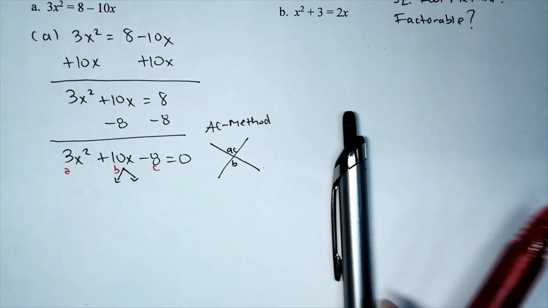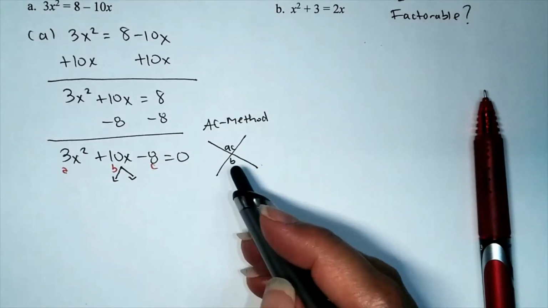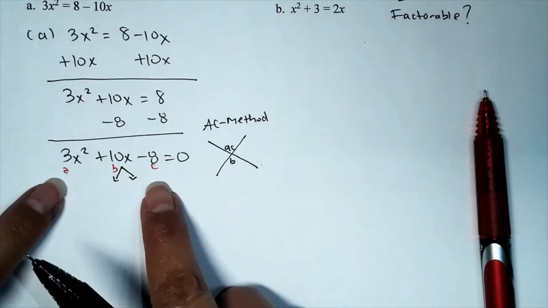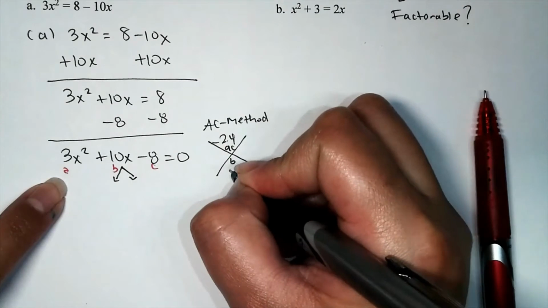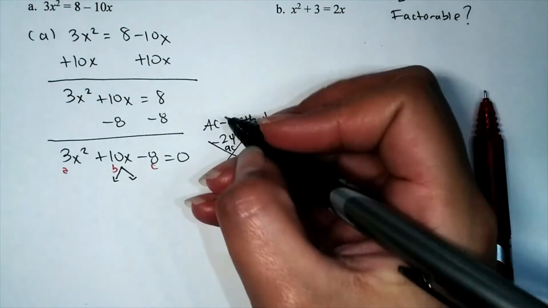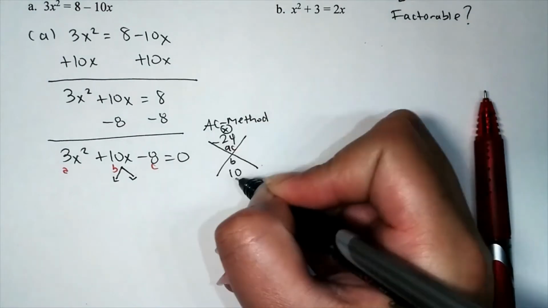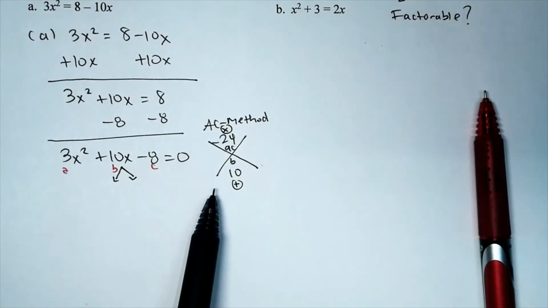The constant term is -8, so that's our C. So let's do this. We want factors of A times C that add up to B. The product of 3 and -8 is -24, and the value of B is 10. So we think about it. Factors of -24, if you need a gentle reminder, you put a times and a plus. Factors of -24 that add up to 10, is it 12 and 2?